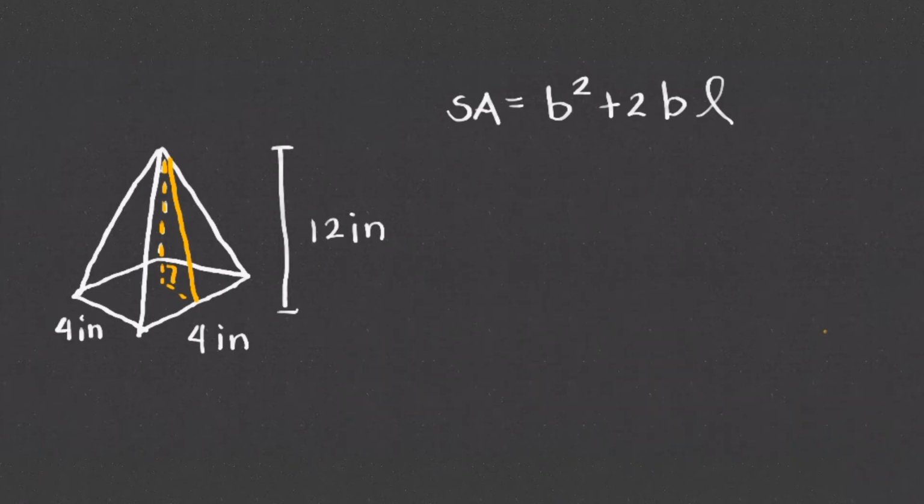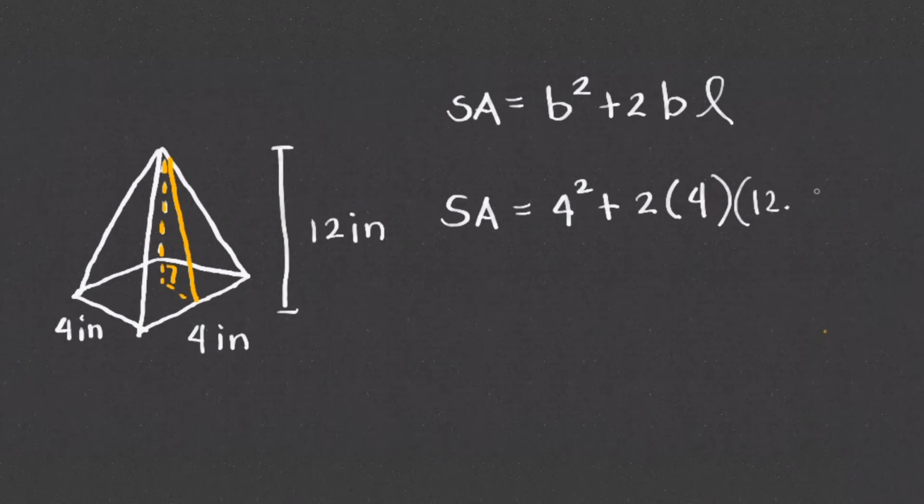Now we know the value of the slant height. Now we can solve the value of the surface area. So SA is equal to 4 squared plus 2 times the base, which is 4, times the slant height, which is 12.17. Therefore, the surface area of the pyramid is equal to 113.36 inches squared.